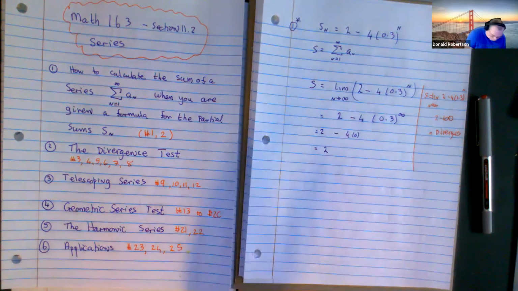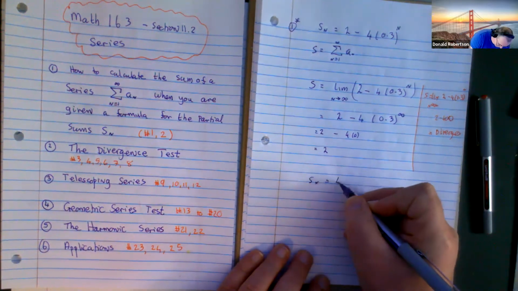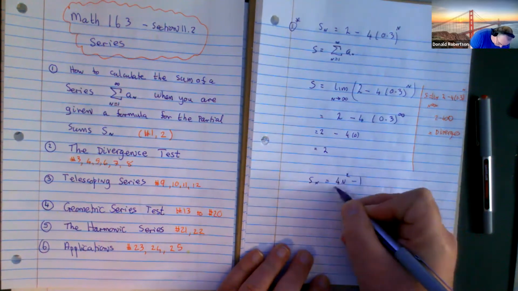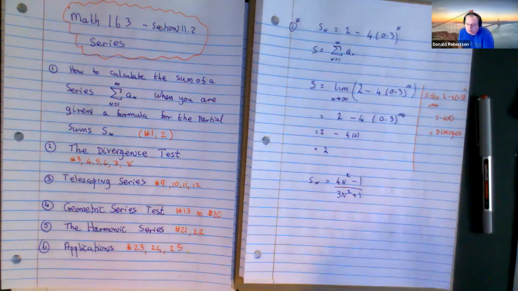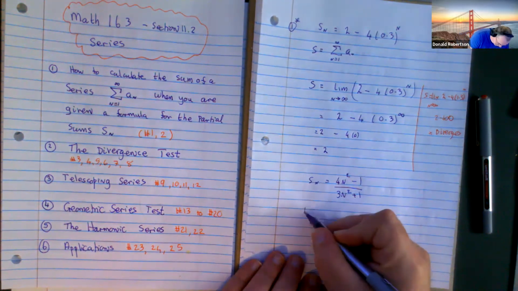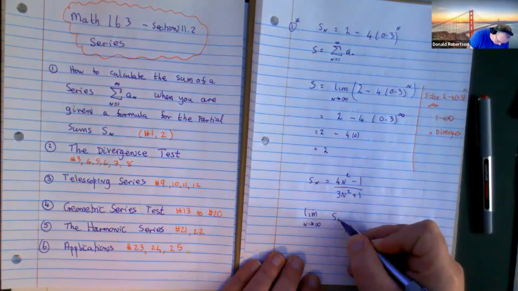Now, one more just for fun. You're going to solve all these the same way. Suppose that was the formula for the partial sum, and you want to find out if it converges and what it converges to. Well, you would find that.